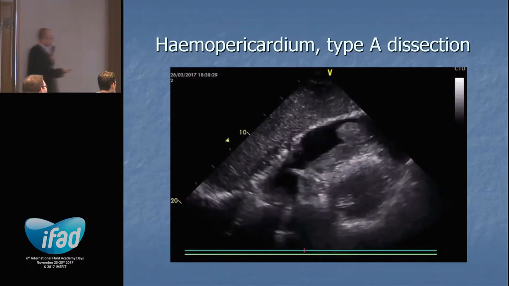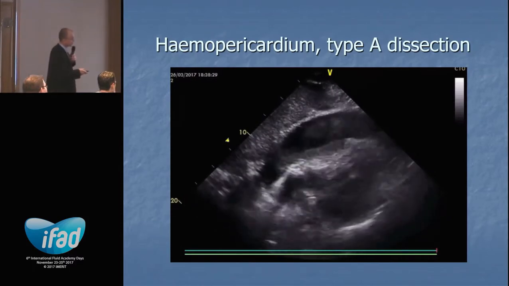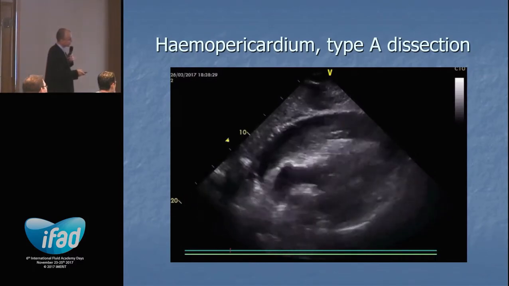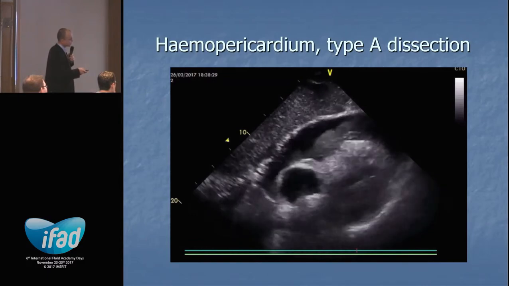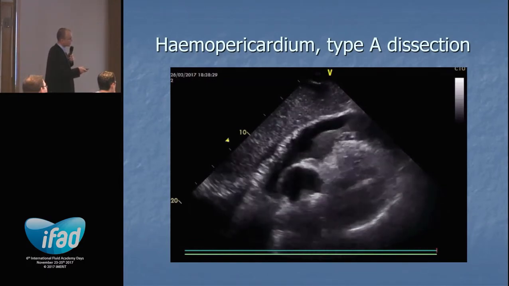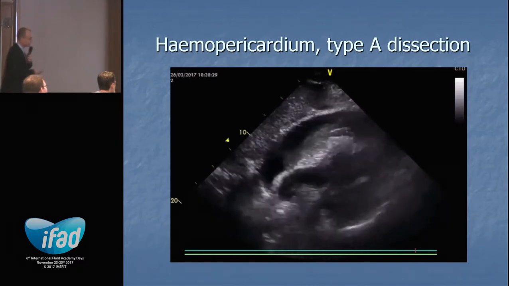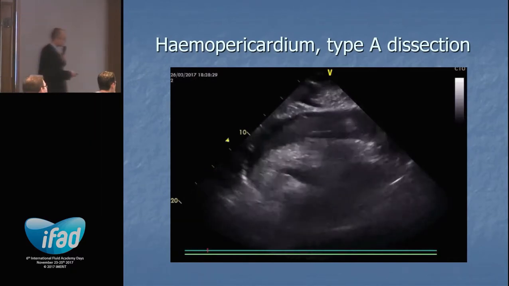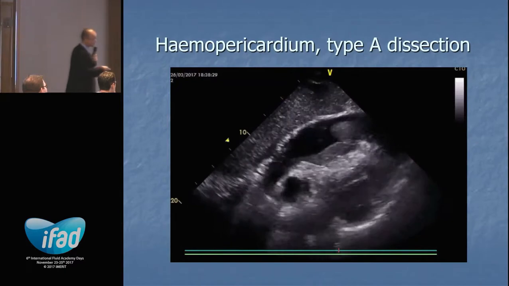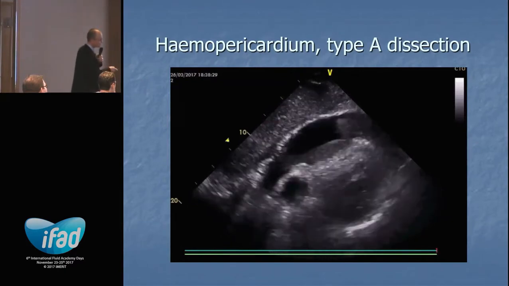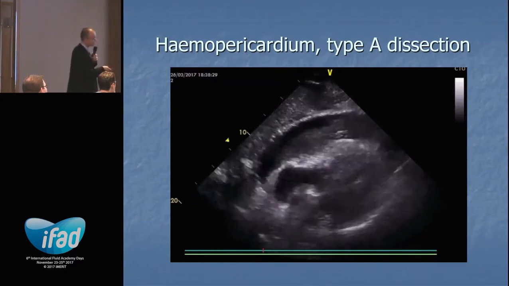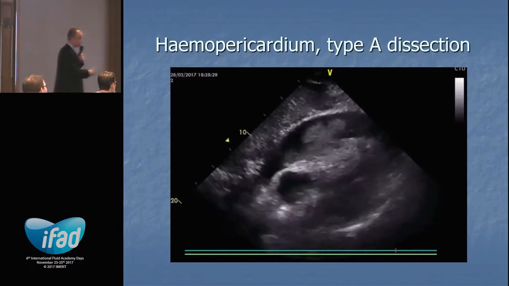This is another tamponade with a type A dissection. You can see a circumferential effusion compressing the heart, and you see hematoma here with the fluid blood around. This is a complication of the type A aortic dissection with hemopericardium. There's a compression of the atria, and of course, complete compression of the right ventricle, which is here completely obliterated.